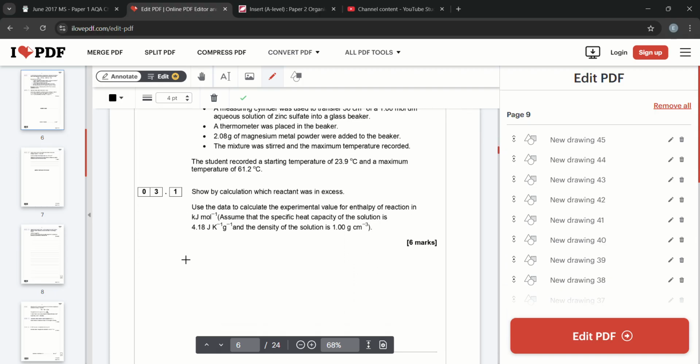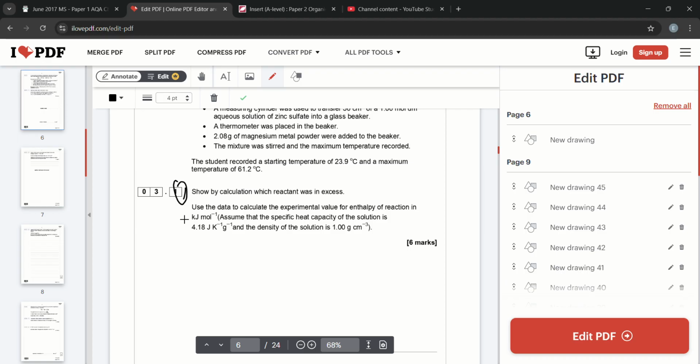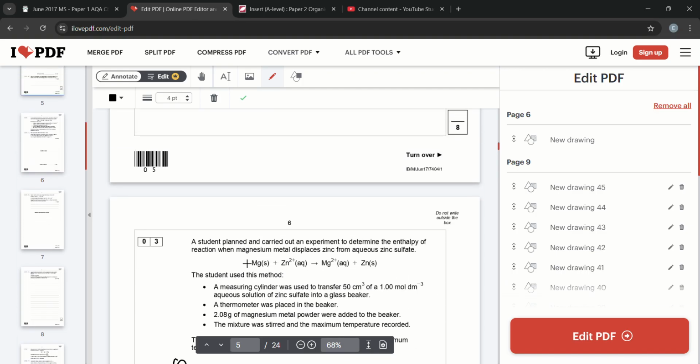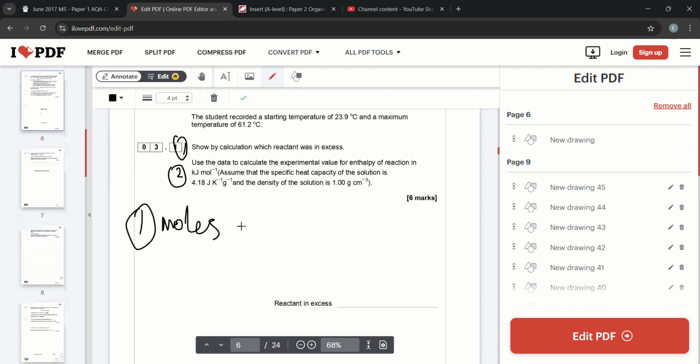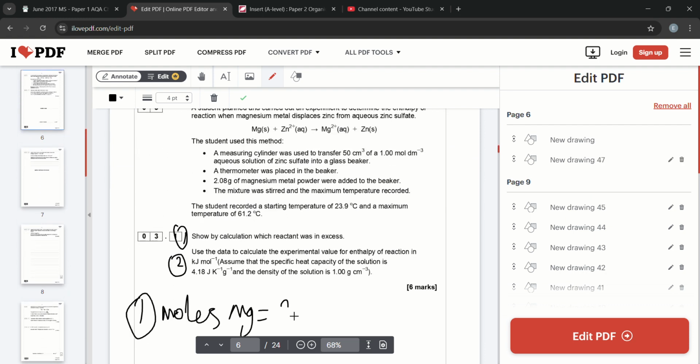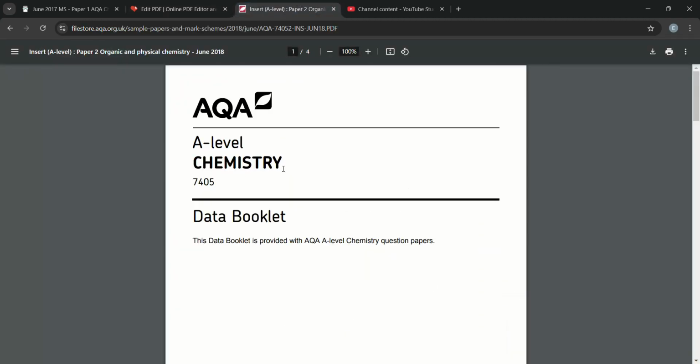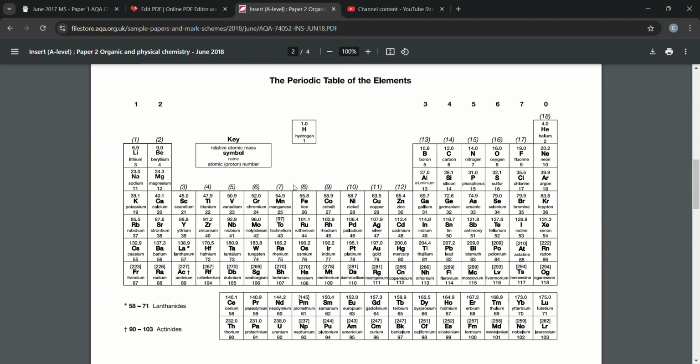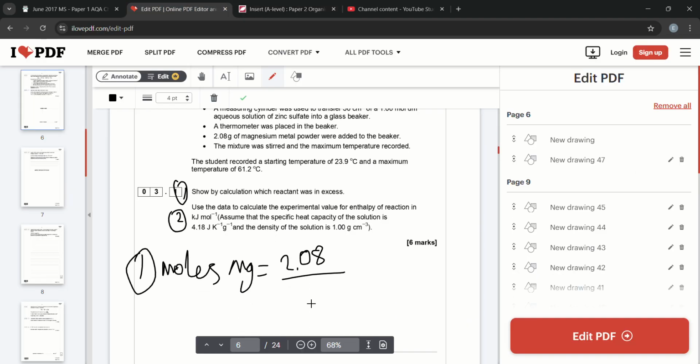Okay, so we've got two parts. It looks like one part, but it's actually got two parts. So the first thing we're going to do is find the moles of what we're working with, magnesium and zinc. So the moles of magnesium is mass, 2.08, over Mr of magnesium, which is 24.3.